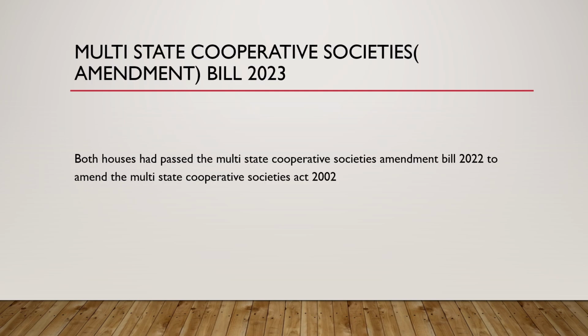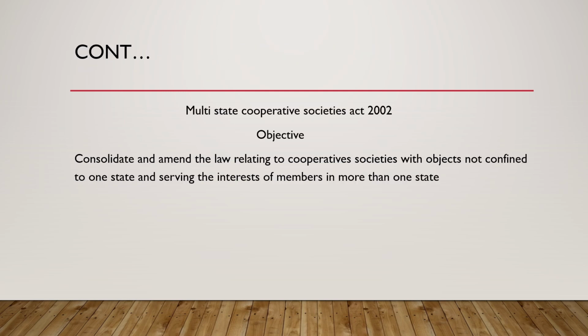Now let's move to our next slide. It is the Multi-State Cooperative Societies Amendment Bill 2023. Both houses had passed the Multi-State Cooperative Societies Amendment Bill to amend the Multi-State Cooperative Societies Act 2002. Now let us discuss what this Act has to give us. Its objective was to consolidate and amend the law related to cooperative societies with objects not confined to one state and serving the interests of members in more than one state.